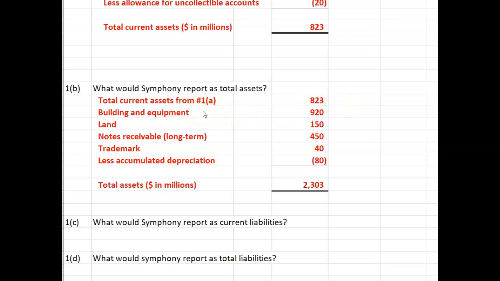Then the long-term or other assets are building and equipment, $920 million, of course. Land, $150. Notes receivable specified as long-term, $450. Trademark, $40. Less accumulated depreciation of $80. And of course that accumulated depreciation is associated with the building and equipment. Calculating a total assets of $2,303,000,000.